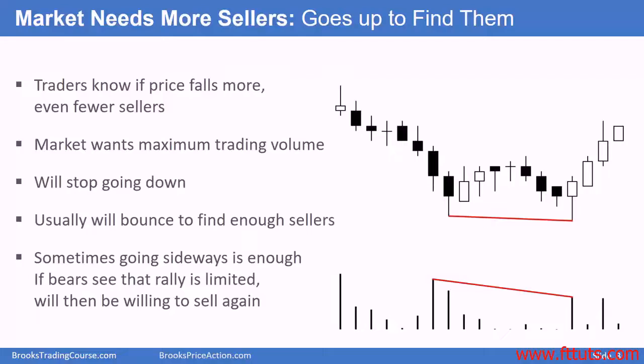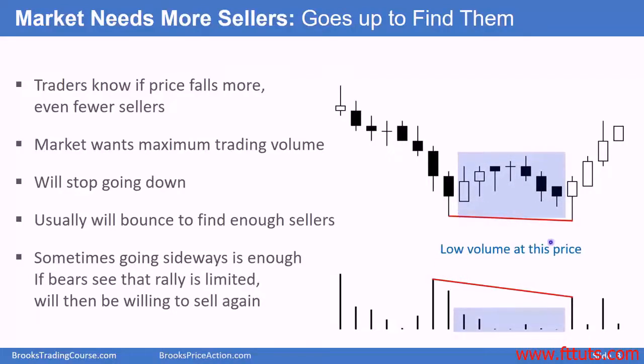The market tries to oscillate in an area where trading volume will be maximum. Just because volume is getting less does not mean that the market has to go up to find more volume. It sometimes can find more volume by simply going sideways, entering a trading range.